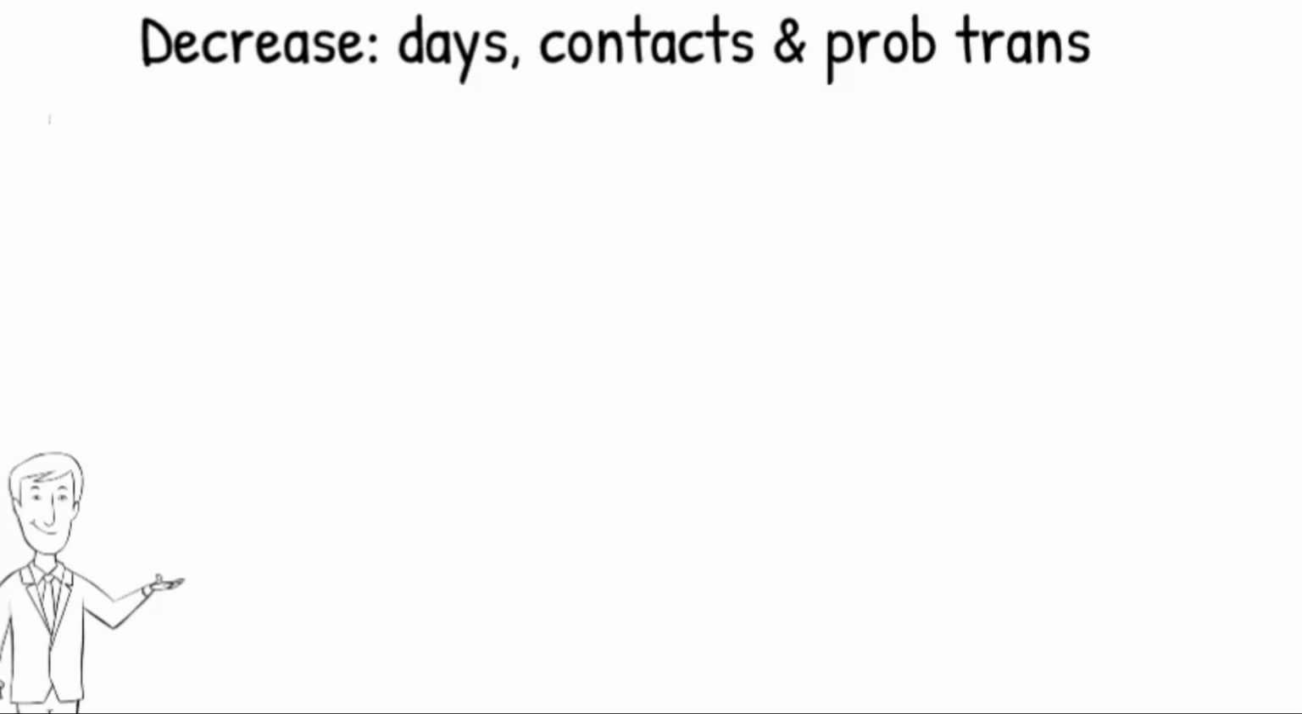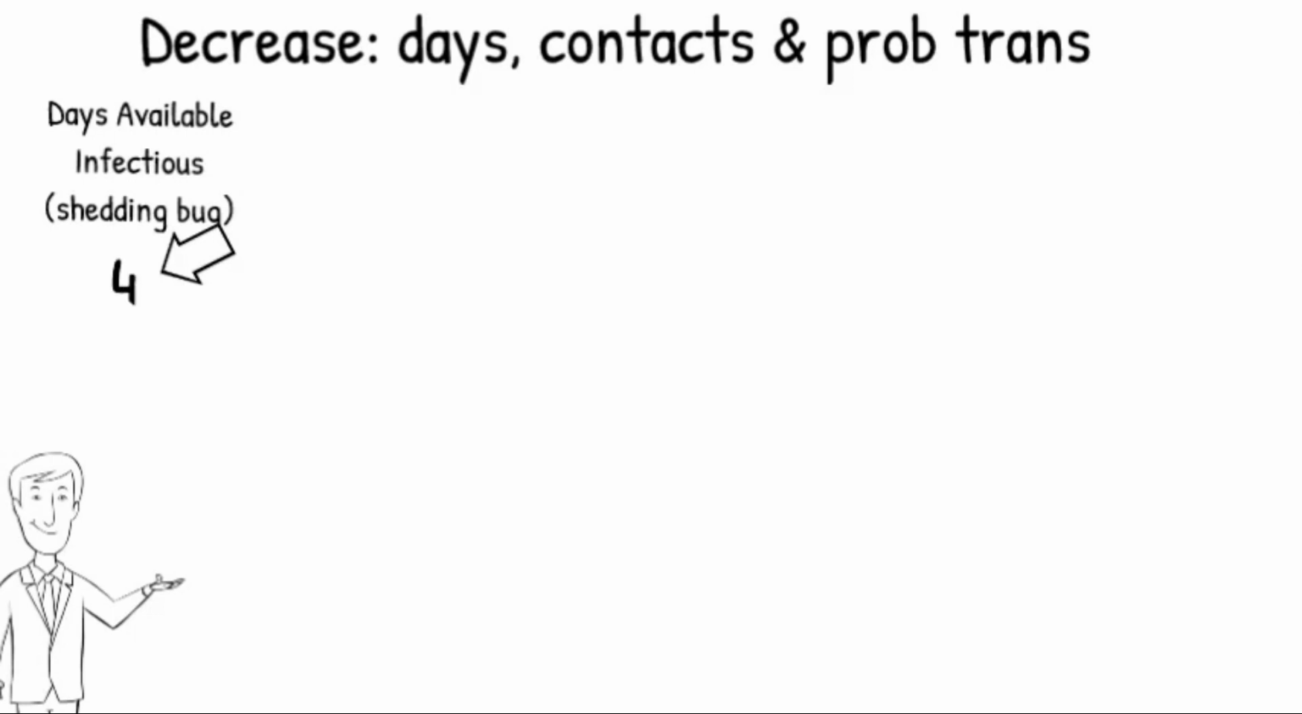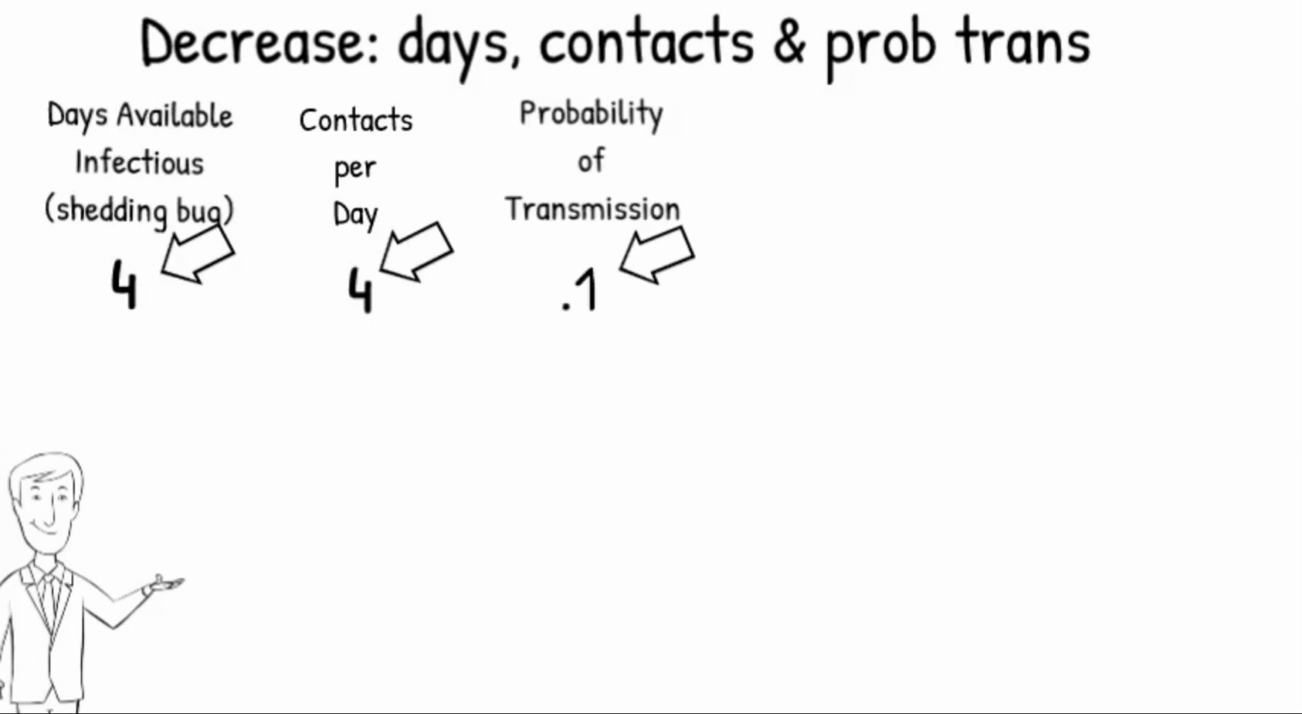First, starting with days available as infectious or shedding the bug. Imagine you stay home as soon as you show any signs of illness. Now, you were probably shedding before you showed signs of illness, but if you stayed home as soon as you showed signs of illness, you maybe cut 1 day off, from 5 to 4, that you are available as shedding the bug to then spread it. So then let's also reduce the number of contacts per day down to 4, as we did in the previous example. Keep that down to 4.